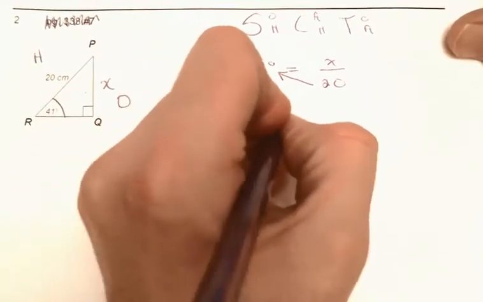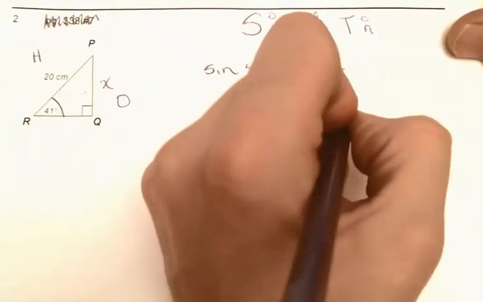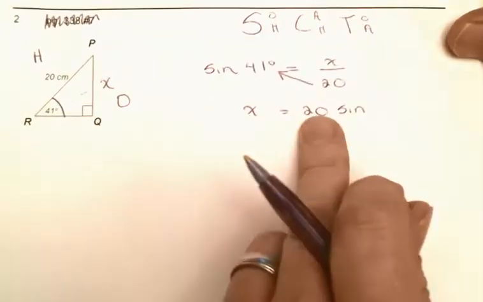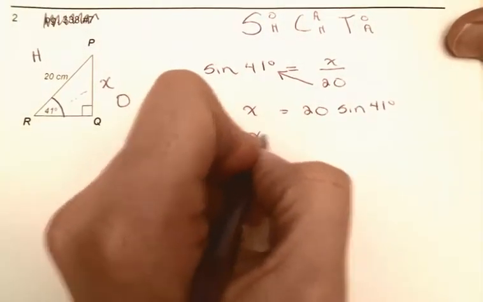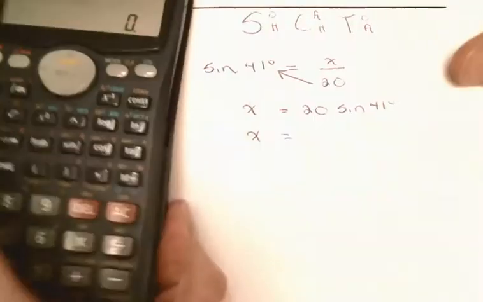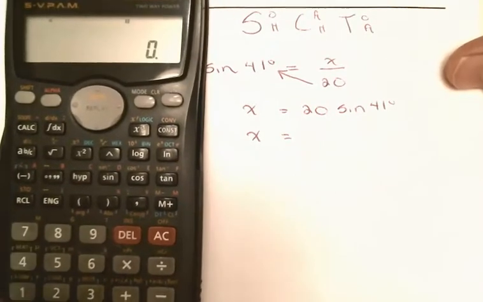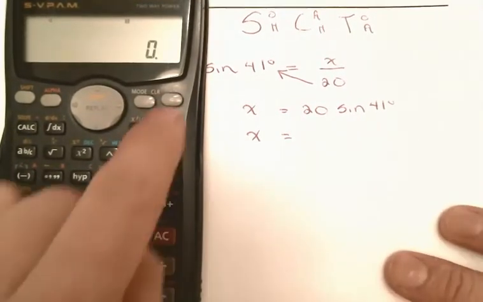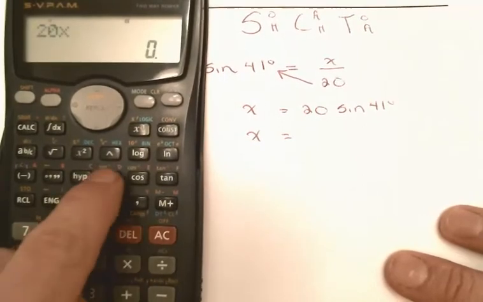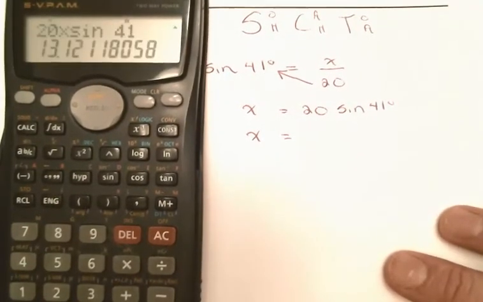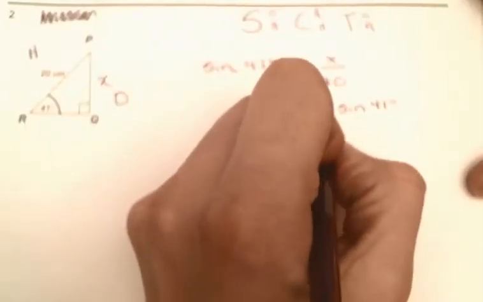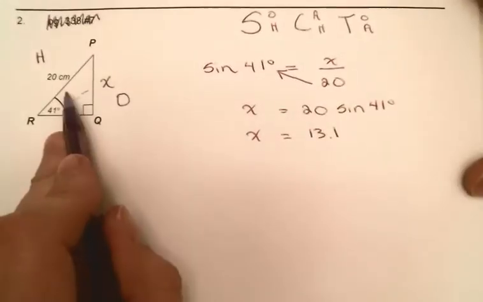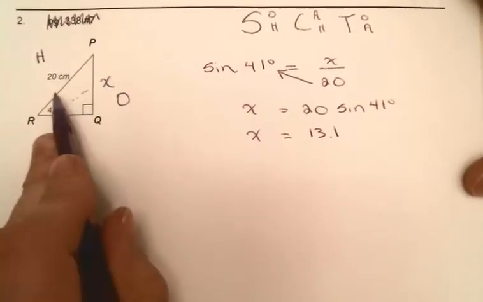X equals 20. You don't even have to write times. It's 20. Right beside it, sine 41 degrees. So this means 20 times sine 41 degrees. You want to grab your calculator, and you want to do this essentially in one shot. So 20 times sine 41, you end up getting 13.1. And again, if you're in application, look for units. It's a length, it's centimeters.